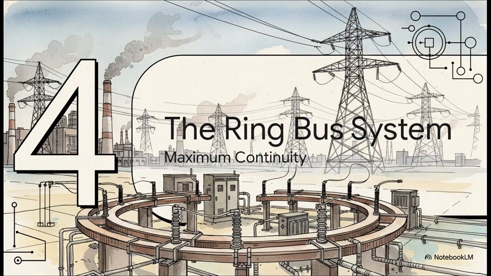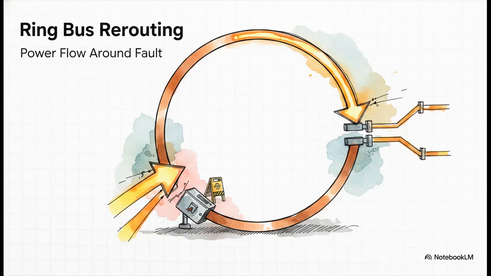But if we want to go even further, we look at Section 4, the ring bus system. So with a ring bus, if one section gets isolated, the remaining loop just acts as an alternative path. It feeds the connected circuits from the opposite direction. Every single source or feeder is hooked up through its own breaker position right in this loop. It provides incredible resilience. You can literally cut off a section for maintenance and the power just seamlessly flows the other way around the circle.